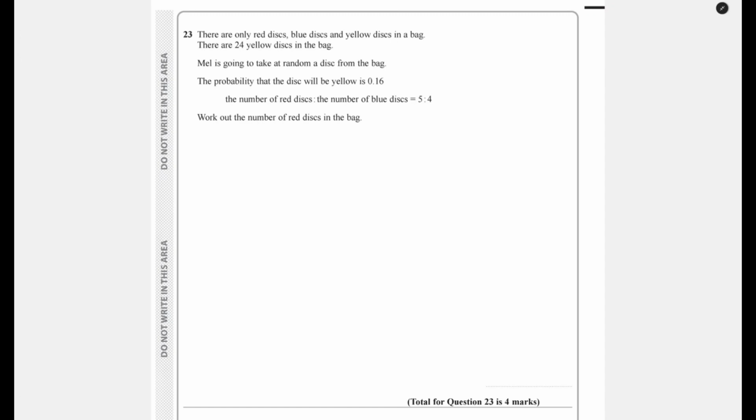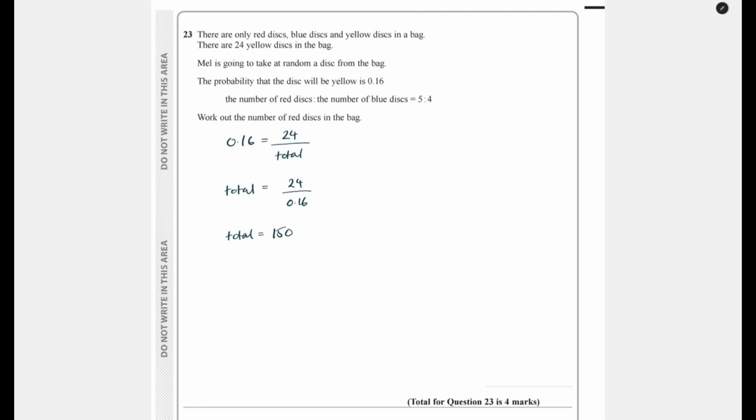So the first thing that we need to do is work out the total number of discs in the bag, and we can use the information of yellow discs to do that. We know that the probability of getting a yellow disc is 0.16, and that is equal to the total number of yellow discs, which is 24, over the total number of discs in the bag. So if we rearrange to make total the subject, that's 24 divided by 0.16, and so the total number of discs in the bag is equal to 150.